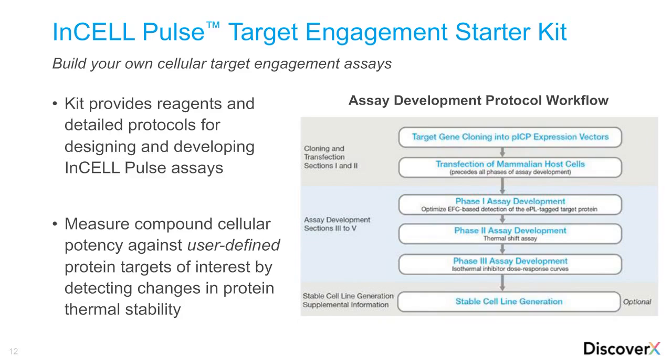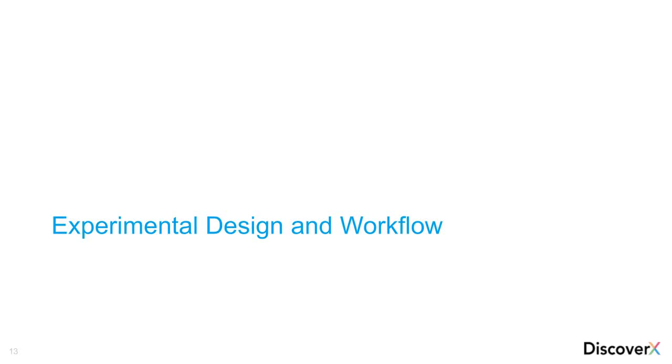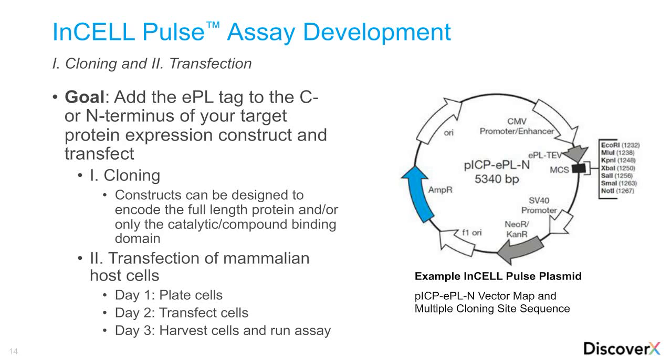All right, so let's now move into the experimental design. We're looking at a flow chart on the right of how to do the assay development steps. This is just a high-level overview. First, starting with the cloning and transfection steps, so that's sections 1 and 2, and then moving into the main assay development sections. So there's 3 different phases. I'll go over those in the next couple of slides, and then finally ending up with the creation of your stable cell line. All right, so let's get going. We're going to talk about the experimental design and workflow and go into these steps in a little more detail.